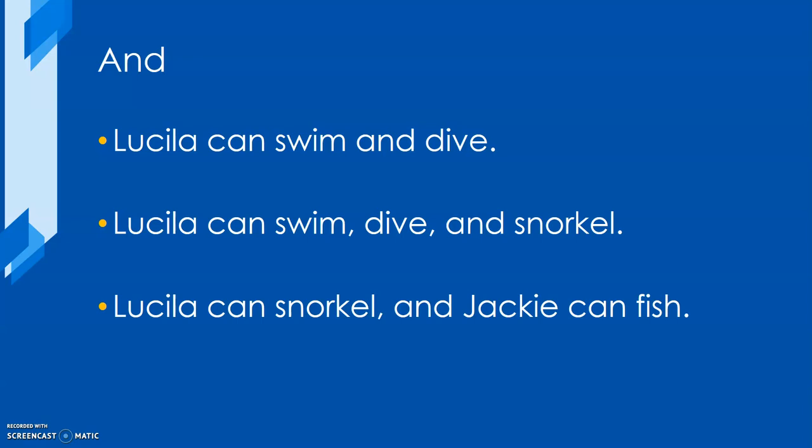Please notice that after each verb you have a comma. Lucila can swim, comma, dive, comma, and snorkel. You introduce a comma before and because you're talking about three items: swim, dive, and snorkel. And in the last sentence, Lucila can snorkel, comma, and Jackie can fish. You're talking about two different people and you are joining two sentences with a comma and the coordinating conjunction and. Lucila can snorkel, comma, and Jackie can fish.